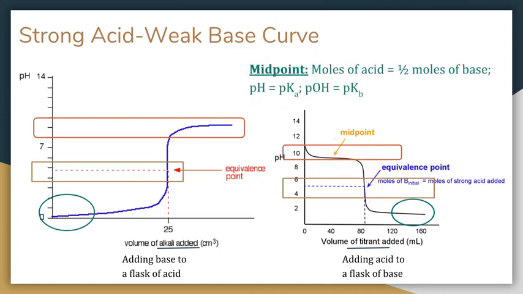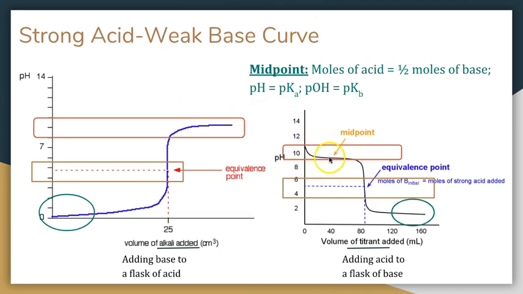Speaking of the midpoint, by definition it is when the moles of acid is equal to half the moles of base. So you're halfway to the equivalence point. The noteworthy thing about this is at the midpoint, the pH is equal to the pKa. And we haven't really talked about pKa's too much. It's just the negative log of the Ka. But this is super helpful for identifying when the equivalence point is going to be because we can know where the midpoint is. The same is true of this titration.